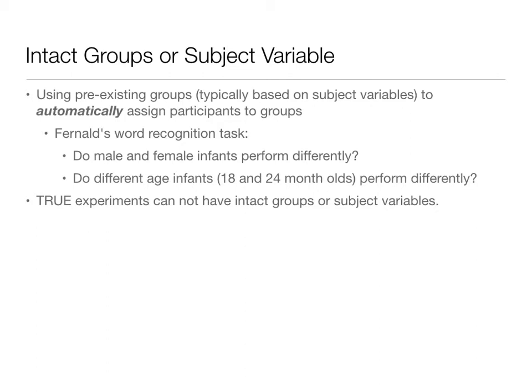So true experiments cannot have intact groups or subject variables if you're a true experiment. And that's why quasi-experiments are important, because sometimes you need to look at these things, especially in developmental work. We look at ages and how different ages of development do different things. We look at genders. We look at these other variables that are subject variables, different school environments, different family environments. We look at these subject variables to see how they influence development. And so we need to have quasi-experiments because you can't always assign people to some of these really important parts of life and of psychology.